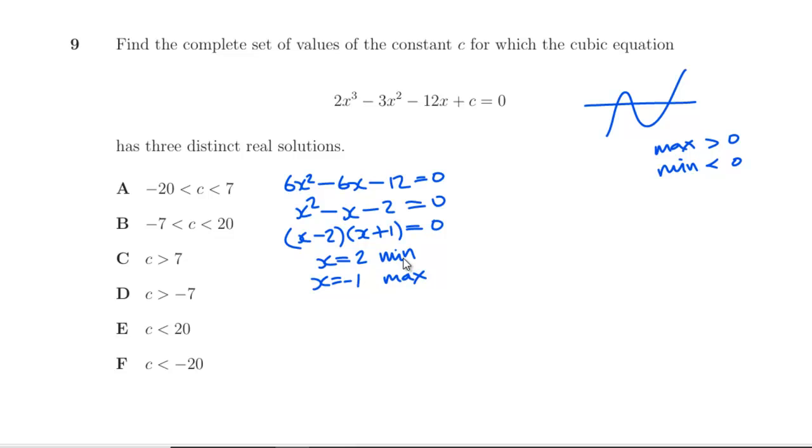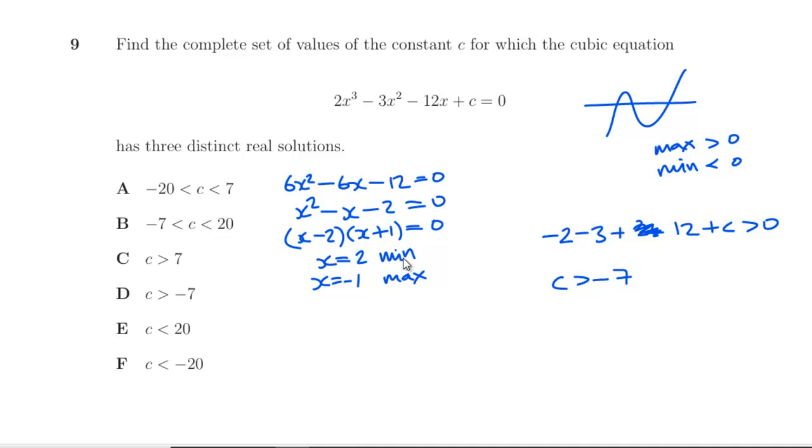So for the maximum, putting a minus 1 in, I've got minus 2, minus 3, plus 24. Oh no, minus 1, I'm looking at 2s, plus 12, plus c must be greater than 0. So I've got that c must be greater than minus 7. Okay, so it's pointing towards B or D on the answers.